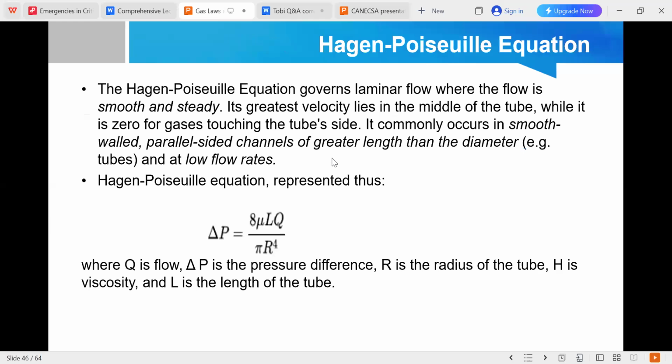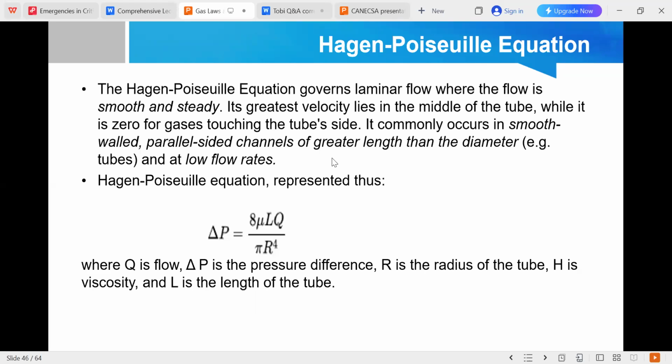We're going to look at the Hagen-Poiseuille equation, which governs laminar flow. We know that laminar flow occurs where flow is smooth and steady, and its greatest velocity lies in the middle of the tube, while it is zero for gases touching the side. Laminar flow normally occurs in smooth-walled, parallel-sided channels of greater length and diameter.